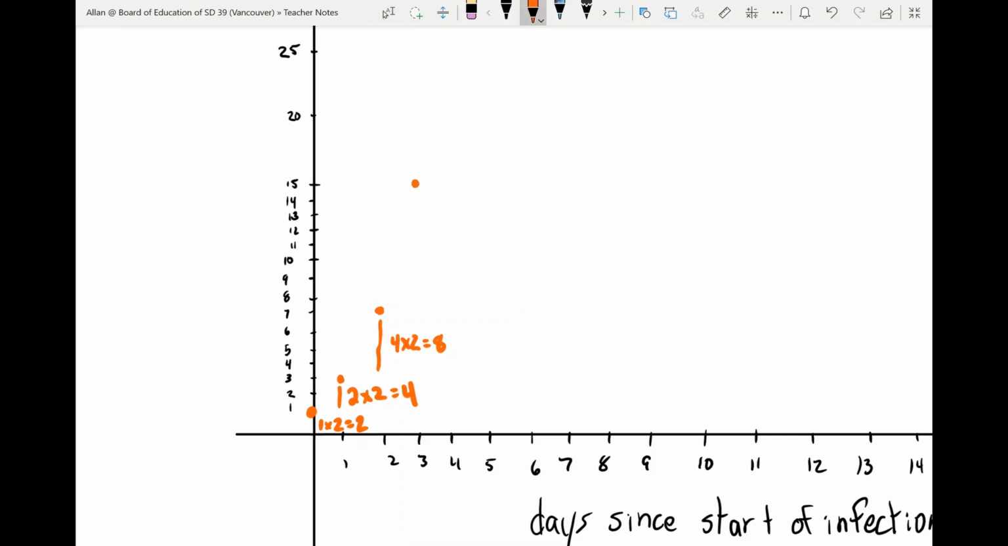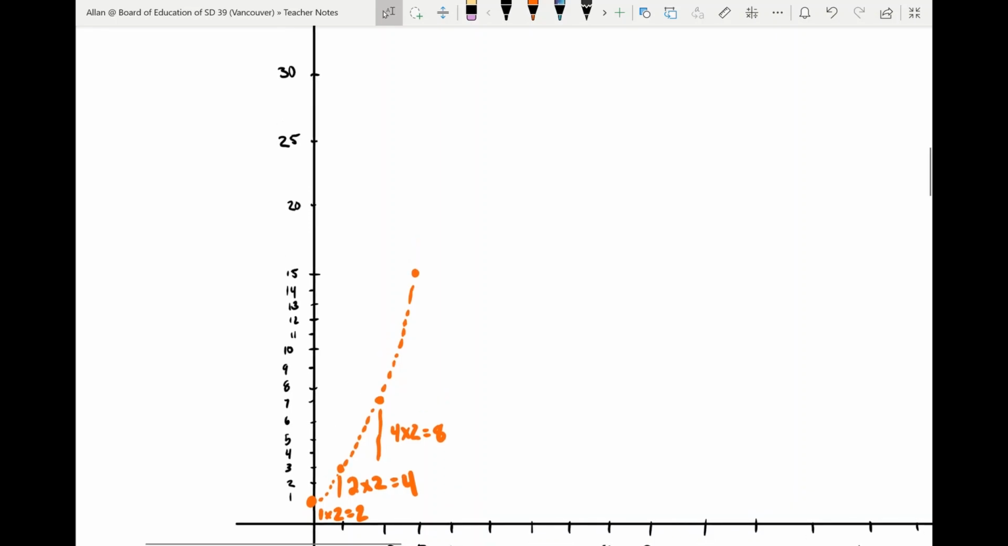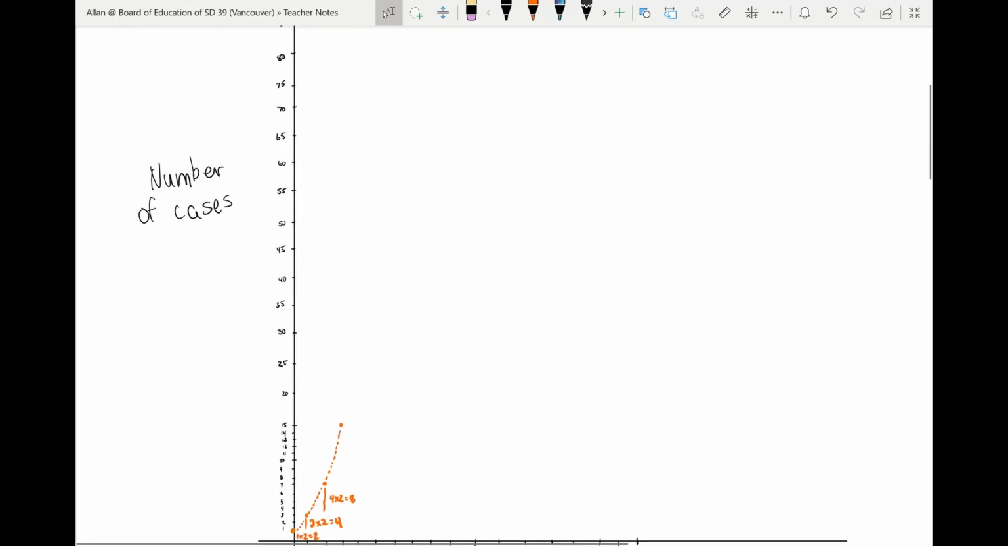And very quickly, you'll see that this graph kind of takes a very steep slope upwards. And if I keep going, I'm going to very quickly run out of paper because now I have 8 times 2 is 16. I'm going to go up to 31, and you're going to see it's going to just go off.